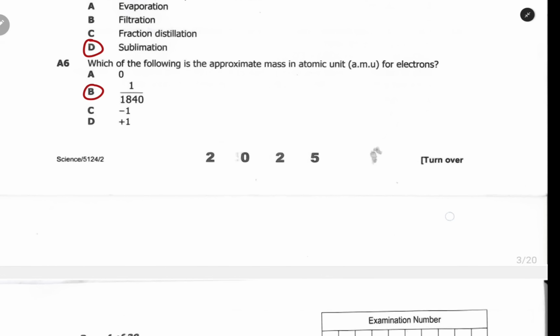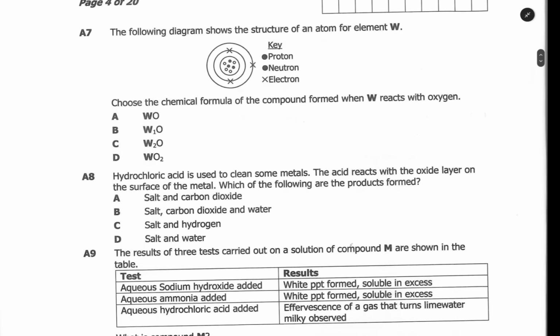1/1840. That is the answer. Then let us go for question 7. Which of the diagrams shows the structure of an atom for element W? The following diagram shows the structure of an atom for an element W. Choose the chemical formula of the compound formed when W reacts with oxygen.